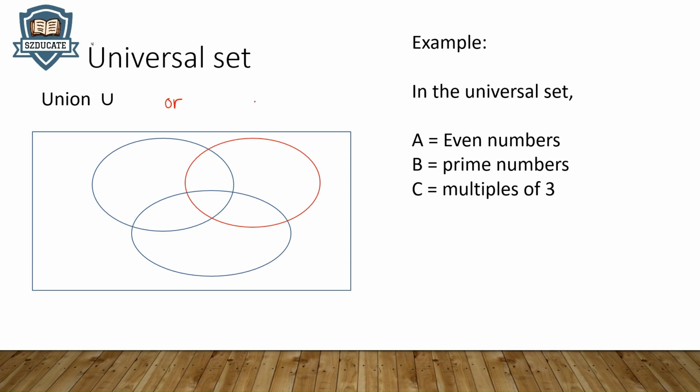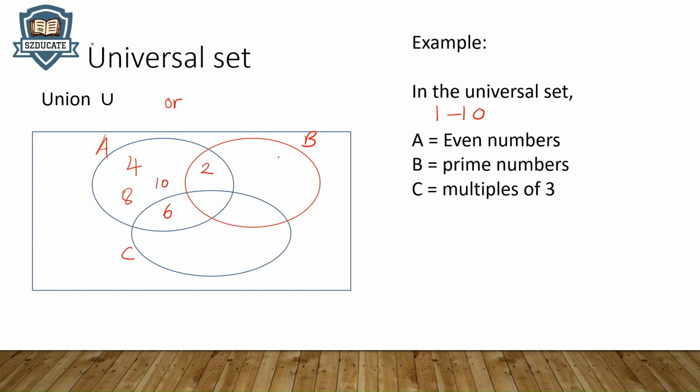For example, A is even number, B is prime number, and C is multiple of 3. So let's set the universal set to be the same 1 to 10. What is even numbers? Even numbers are 2, 4, 6, 8, 10. But 2 is a prime number. I'm going to put it here. 4 is here. 6 is not a prime number, but it's a multiple of 3. I'm going to put it here. Okay. 8, neither. So it will still be in A. 10 is also neither, only in A. Okay, so I've done A for you.